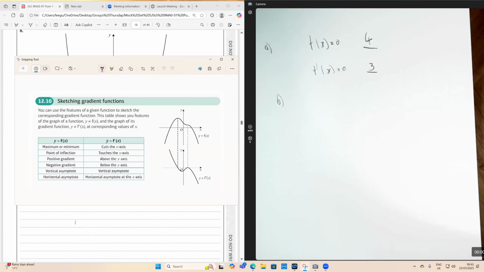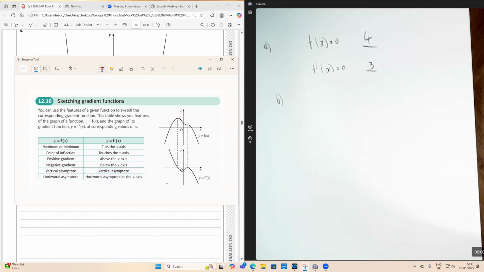So we can see that if we've got a maximum or a minimum in the original curve, then the gradient function's graph will cut the x-axis. And that's because f dashed of x equals 0. So you can see here in this quartic that this turning point has gone to 0, and this stationary point has gone to 0 as well. So that's the first thing to be aware of when you're sketching these graphs.